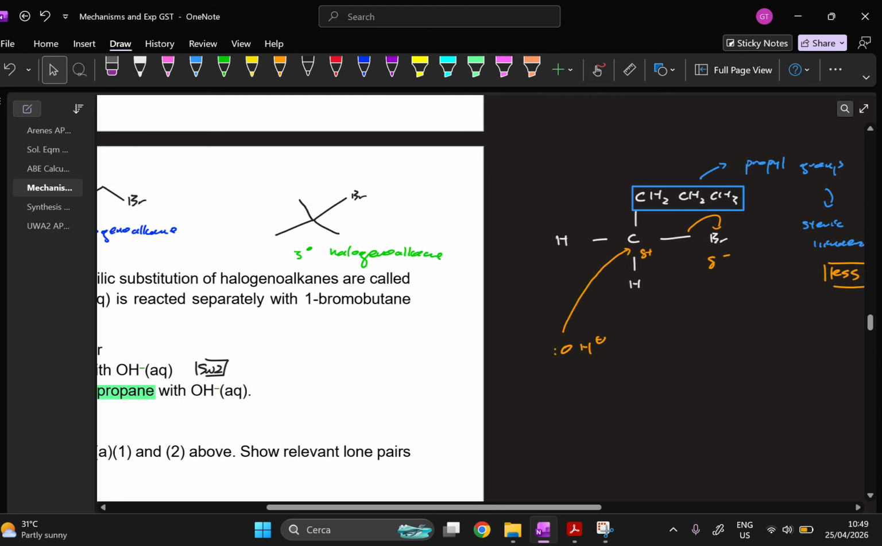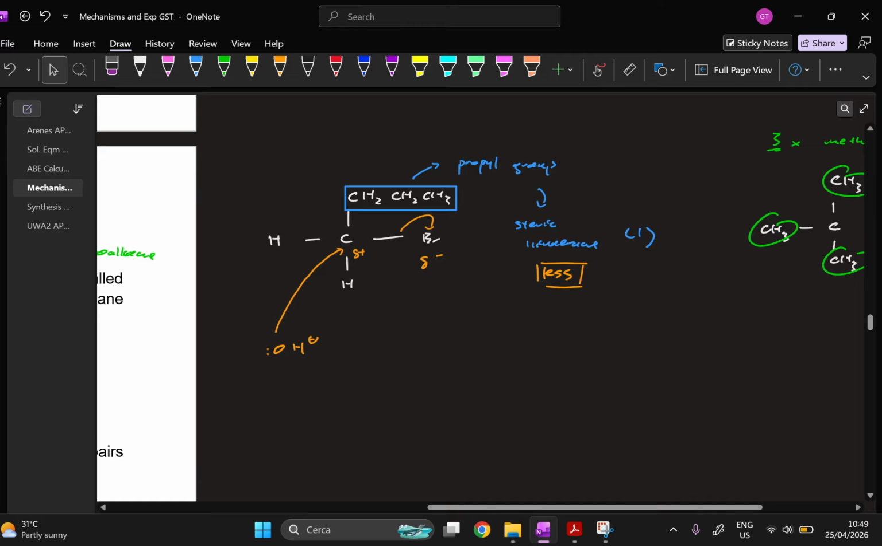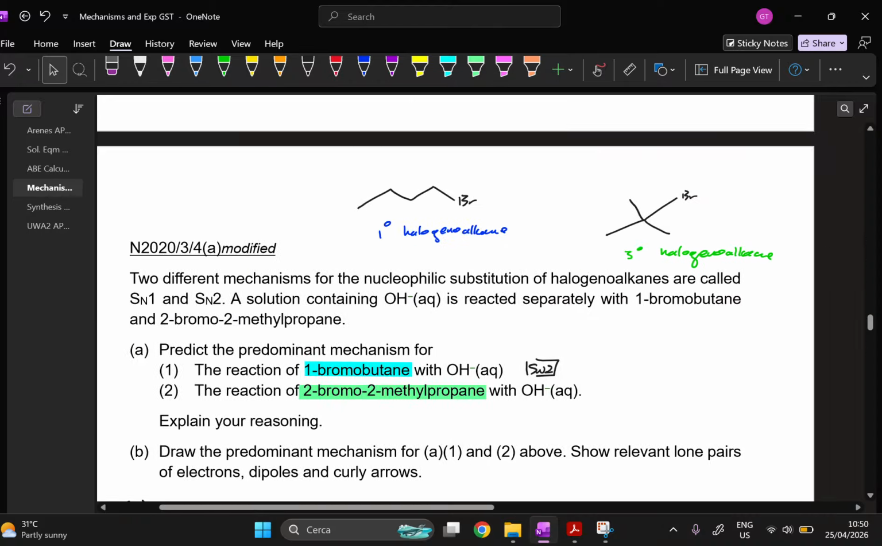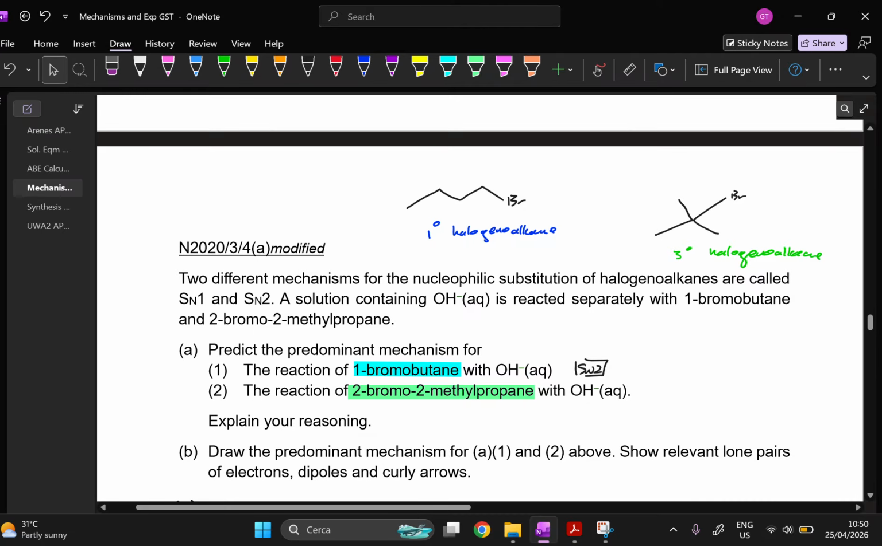Bimolecular. And why is it called bimolecular? Because it's one step. So in the RDS, in the rate determining step, how many molecular species do I have? 1, 2. That's why bimolecular. Okay? And therefore, this one is obviously going to be SN1. So that's about the steric factor, right?